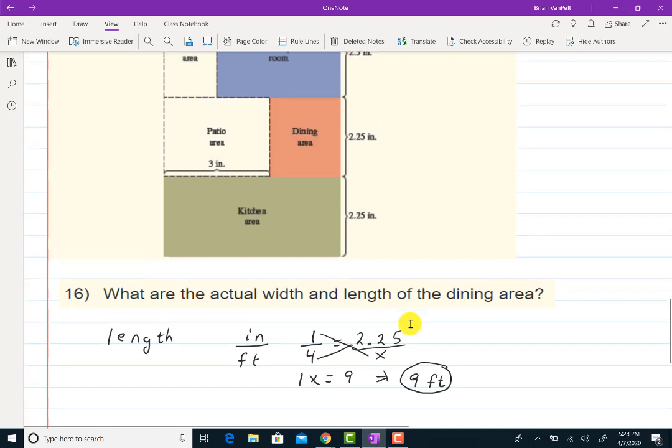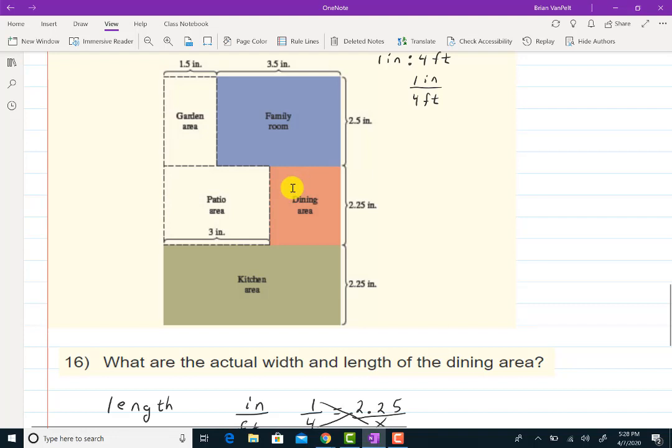Now for the width, I need to have how wide it is on this picture. If you look, the total width of the entire house is 5 inches, 1.5 inches plus 3.5 inches. That spans from all the way to the right to all the way to the left. Now look at ours here. Ours plus the patio area is the same width as the entire house. The patio area already has 3 inches, so what does it leave left over? It leaves 2 inches for this part.